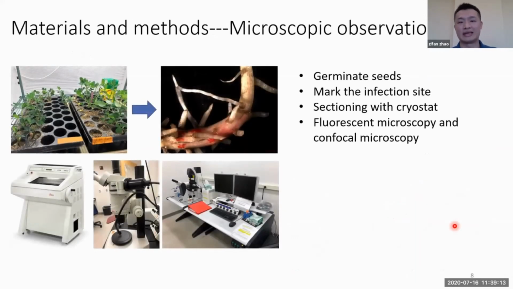After the bacteria has taken the plasmid, we need to do an inoculation test to make sure the nodules are finally showing the green fluorescence. We first germinated the seeds, and then we marked the infection site, and then we cut the roots using the cryostat, and we observe the slides using the fluorescent microscope and the confocal microscope.